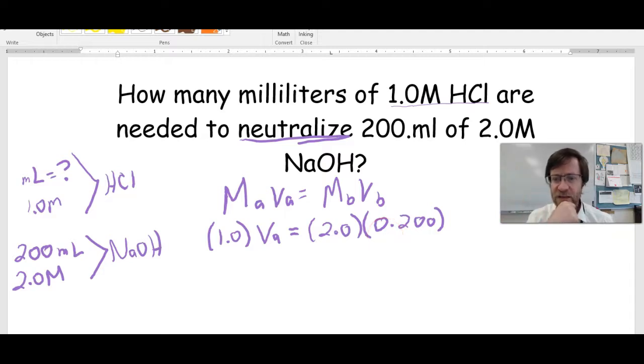Again, what this is saying on the left-hand side, molarity times volume, gives us moles of hydrogen. And on the right-hand side, molarity times volume gives us moles of hydroxide. So they should be equal, 1 to 1. We're just using that trick to figure this out. That means the volume of the acid is going to have to be 0.400 liters. That's your titration equation there.